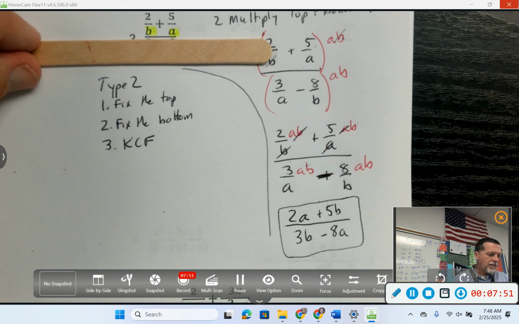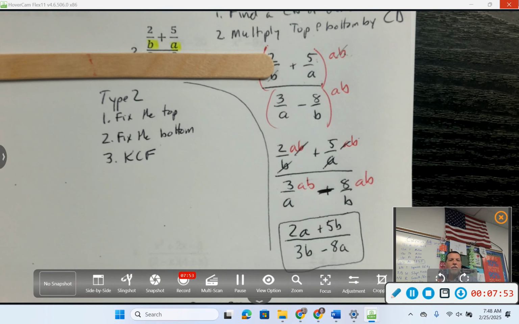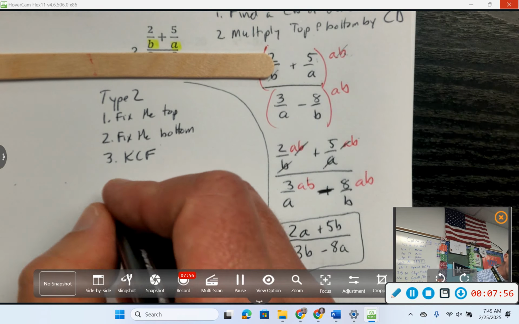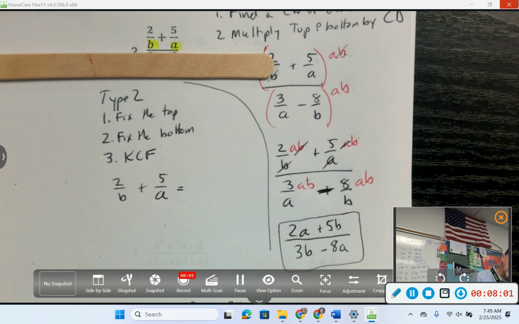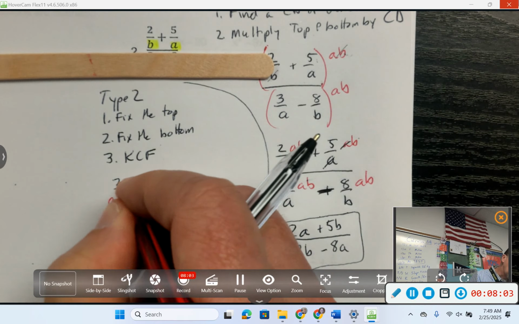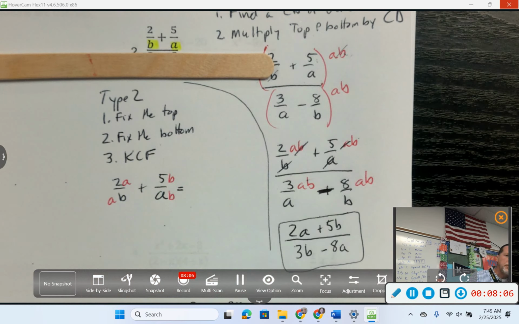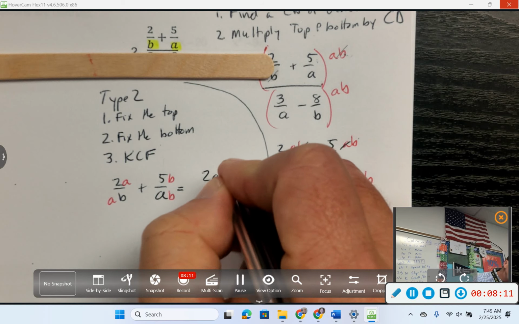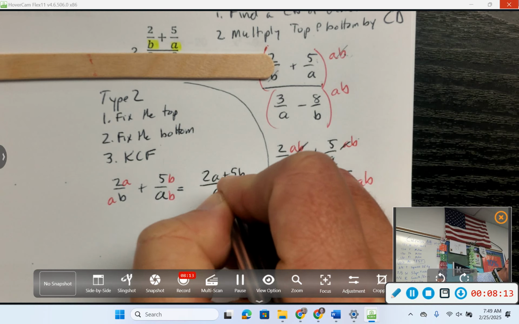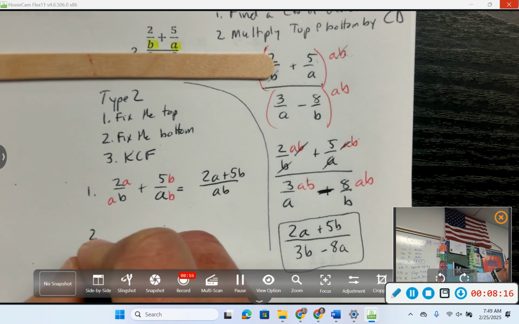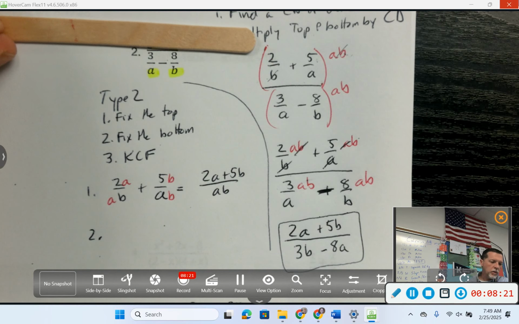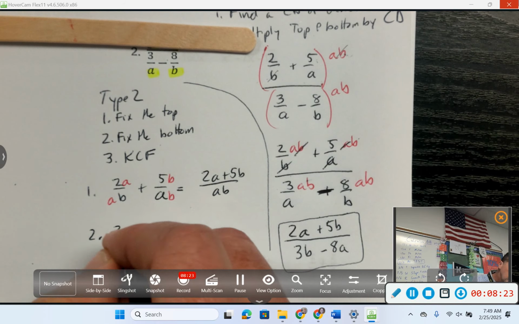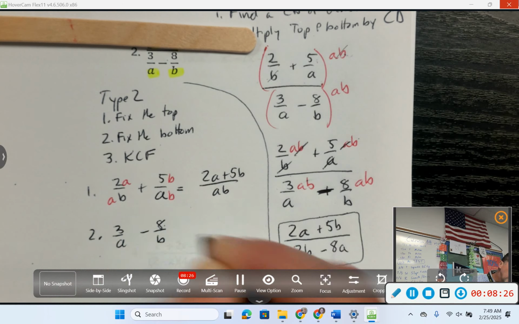So if I do that, if I want to add 2 over b plus 5 over a, let's see, I would need an a in the top and bottom, and a b in the top and bottom. This is fixing the top here. 2a plus 5b over ab, so there's step 1. Step 2, worry only about the denominator. 3 over a minus 8 over b.